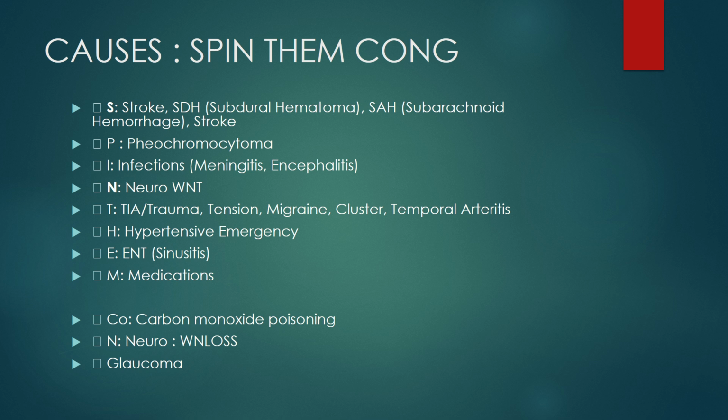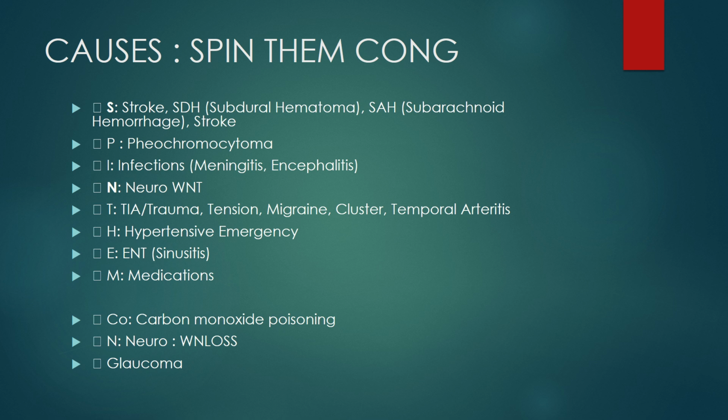N is not a cause, but it is there just to rule out any neuroscreen like weakness, numbness, tingling, loss of sensation, any dysphagia, any slurring of speech. T is for TIA and also to rule out any trauma, tension, and also other headaches like migraine, cluster, and T is also for temporal arthritis.